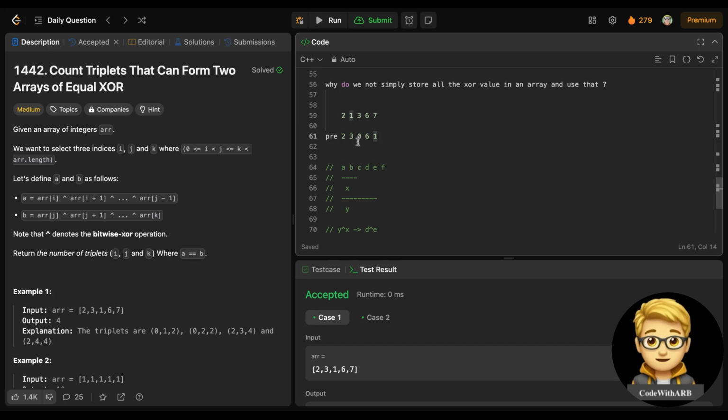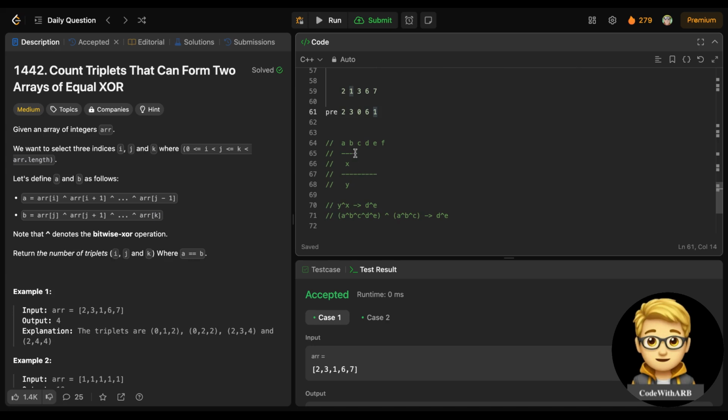It represents that between any two positions with the same value, the XOR of all the values between them should become zero. That is why this zero is coming again. So what does it mean? If something returns 1, 2, 3, 4, 5, 6, and again 1, this is the prefix XOR.